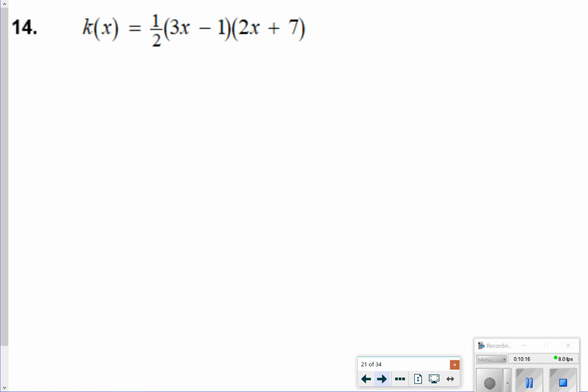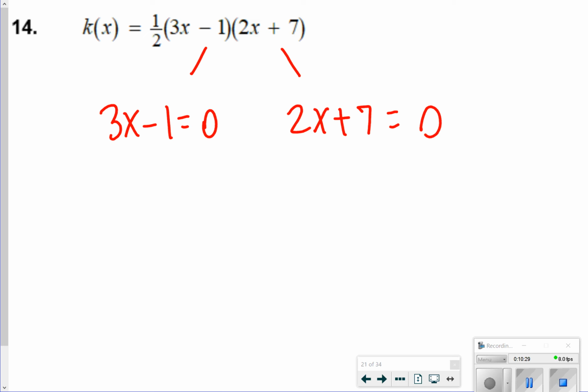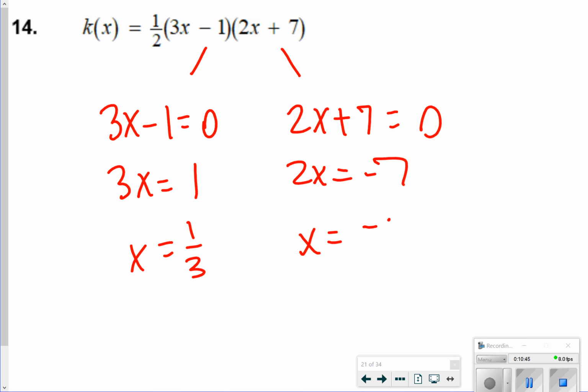For this one, it might be beneficial to just go ahead and, since you have everything FOILed, set these individual binomials equal to 0. So 3x minus 1 is equal to 0, 2x plus 7 equals 0, and then solve. So I get 3x is equal to 1, so that means x is equal to a third. And then over here, we would have 2x is equal to negative 7, so x is equal to negative 7/2, so you can say negative 3.5.